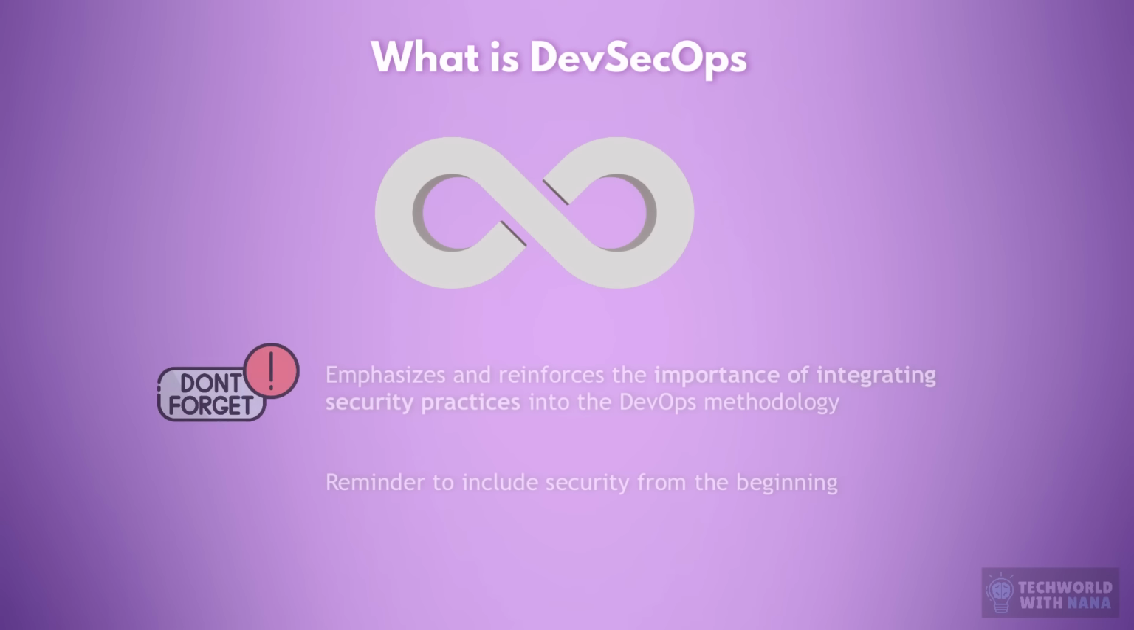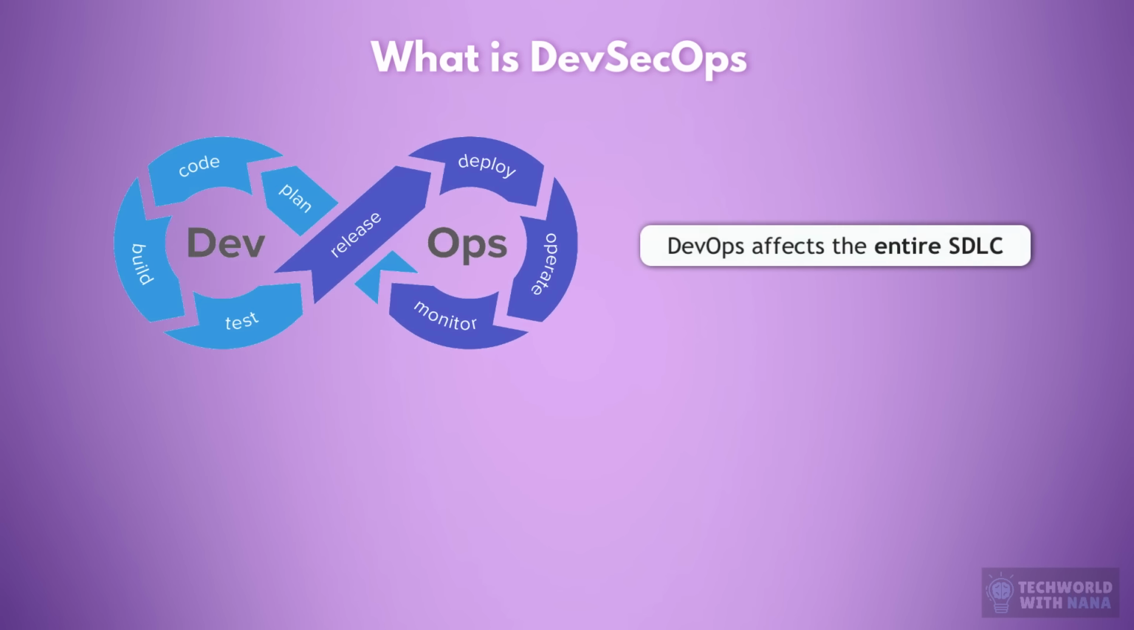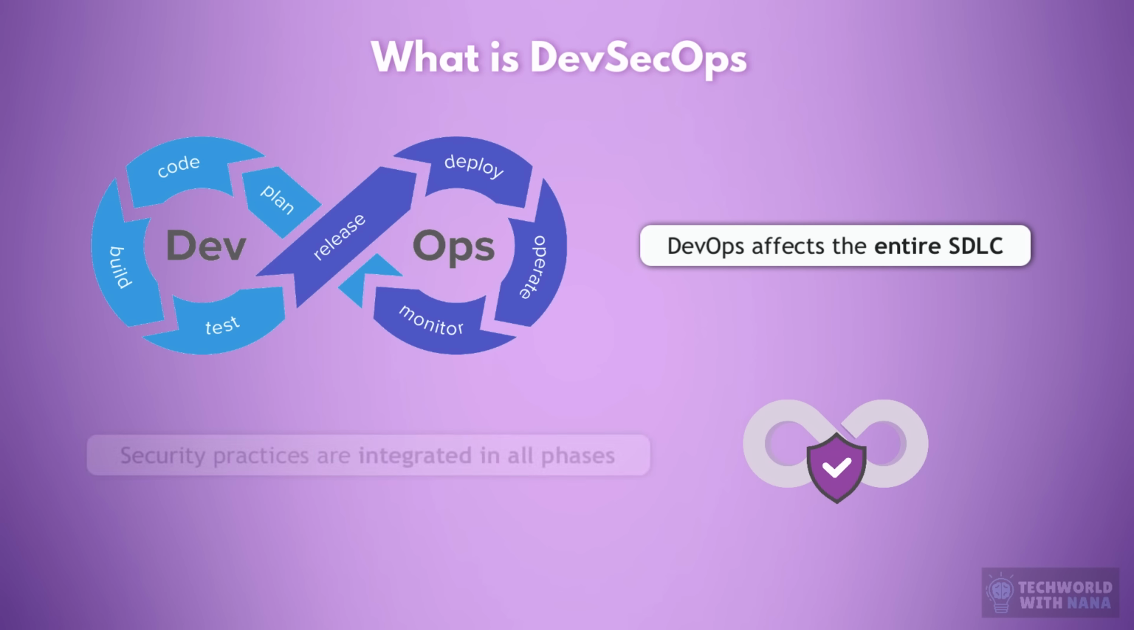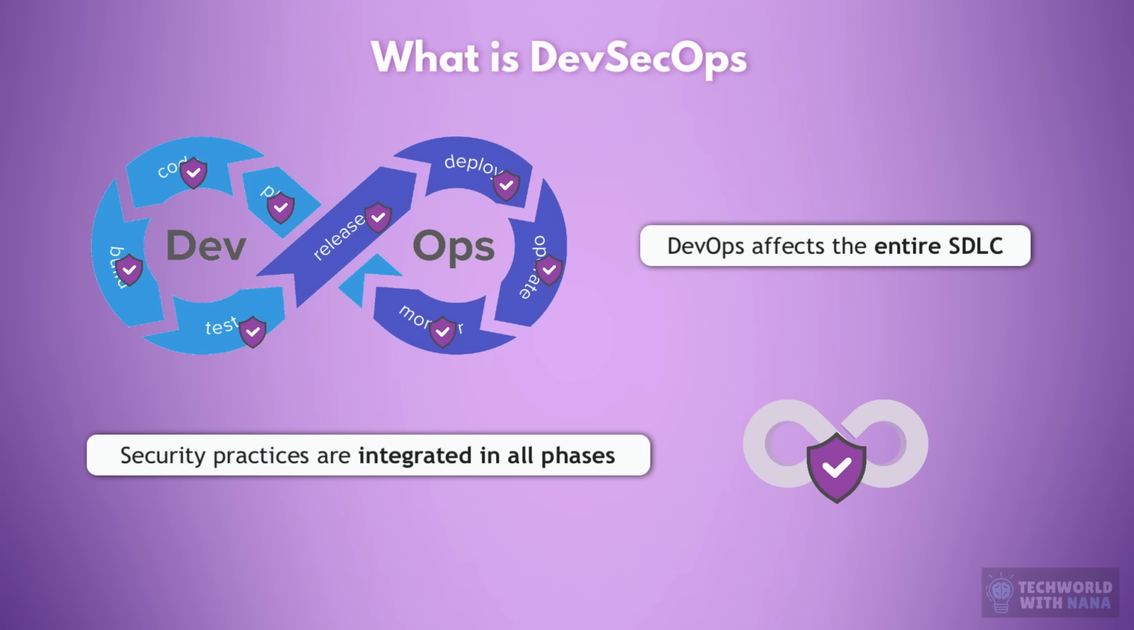So as a reminder to highlight the importance of security in DevOps, the DevSecOps concept emerged. And as you know, DevOps affects the entire software development lifecycle too. So DevSecOps is naturally taking that overarching security and integrating it in all DevOps steps from start to finish, along with application tests, build steps, and so on.